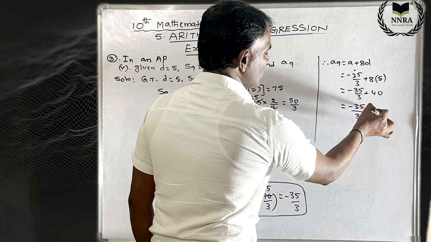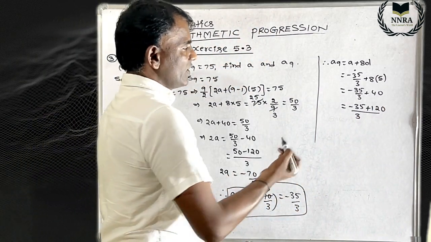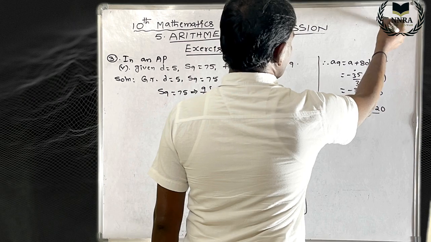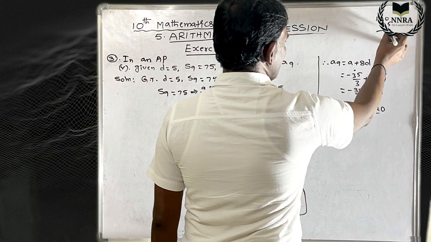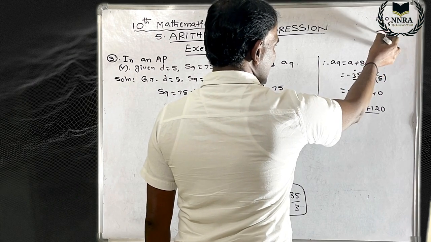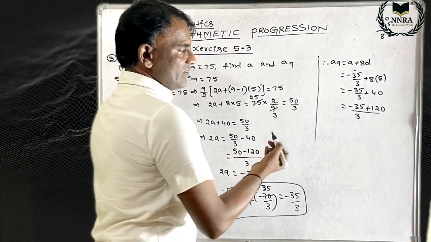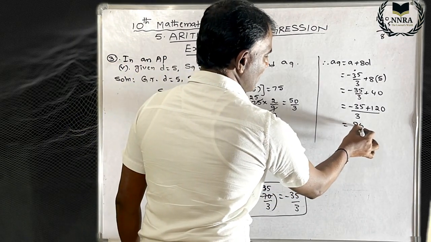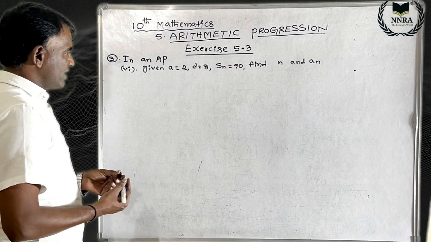Then 3 4 is 12, 120. Now what is the difference? So I am writing here 120, then 35. So 10 minus 5 is 5. Now 11, that is 85, right? So 85 divided by 3 is the answer. Now sixth sub question.